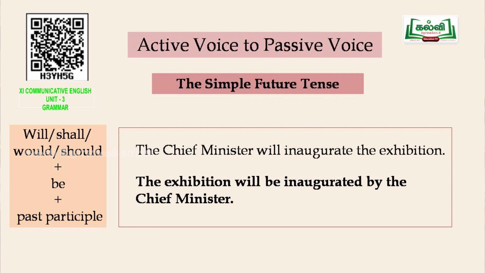The chief minister will inaugurate what? The exhibition, that is the object. So that becomes the subject of the sentence in the passive form. So I start with those words, the exhibition. Now will inaugurate changes to will be inaugurated. By whom? By the chief minister. So the answer is the exhibition will be inaugurated by the chief minister.